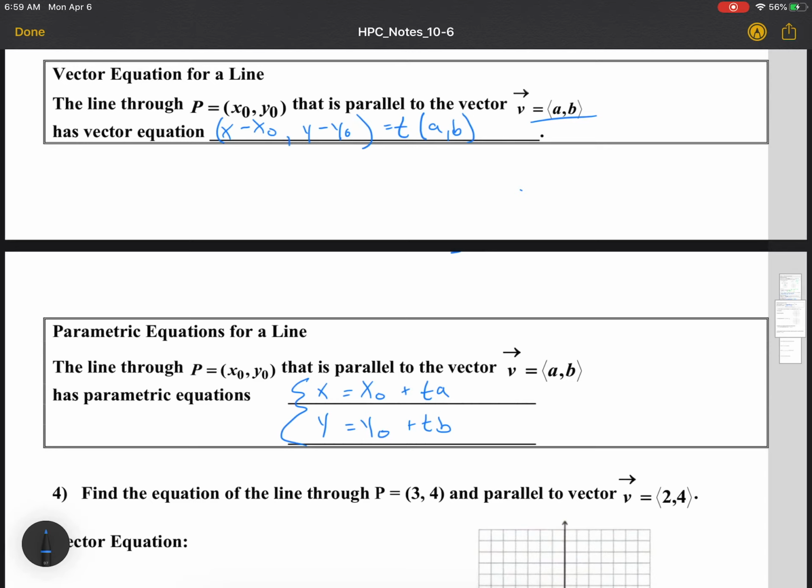The way we get from the vector line equation to the parametric equation looks something like this. Let's write that up right here. We start with our x, y minus our x naught, y naught. You don't need to have this memorized. I'm just showing you how we get from one point to the other.